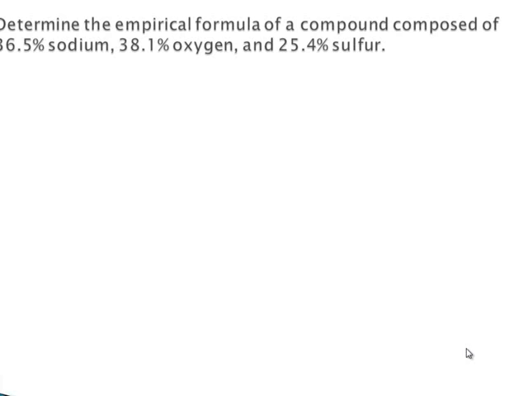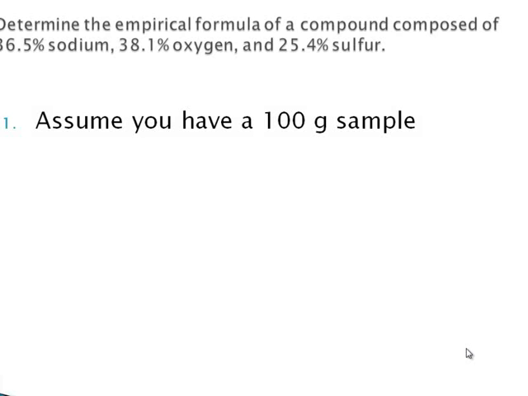So the trick to this is to assume that you have a 100-gram sample. And if you have a 100-gram sample, then you know you've got 36.5 grams of sodium, 38.1 grams of oxygen, and 25.4 grams of sulfur. From this, I can figure out how many moles I have and the ratio of moles for each atom, and that will lead me to my empirical formula. So let's see how it works. The first thing is we assume we have a 100-gram sample. And if my sample is 100 grams and 36.5% is sodium, then I have 36.5 grams of sodium, and so on.